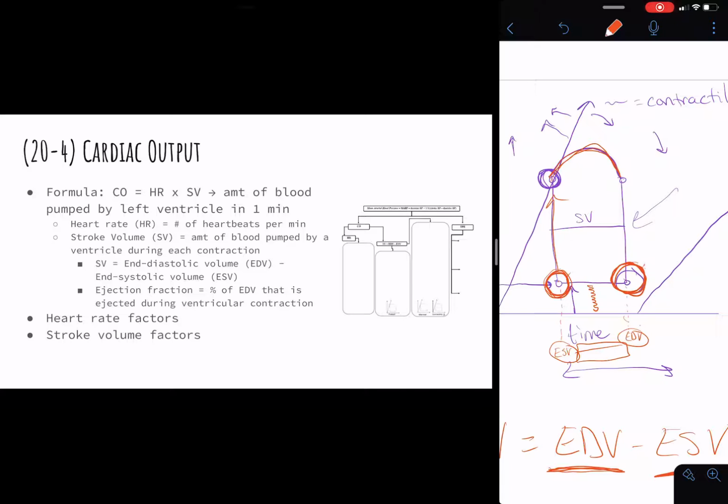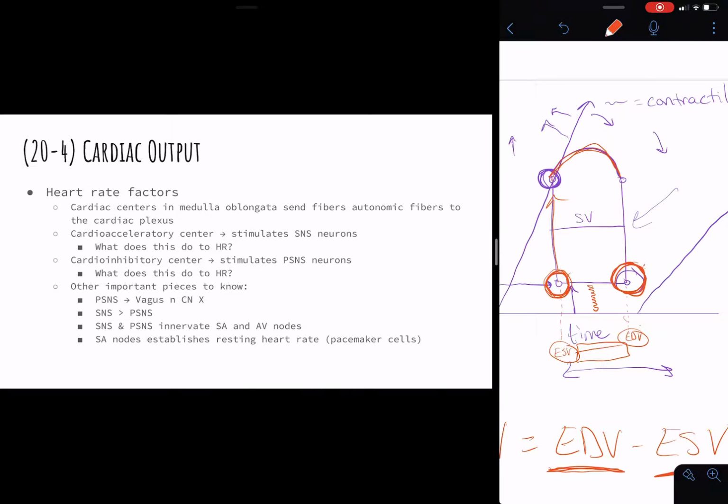We'll talk about individually the difference in heart rate factors and the difference in stroke volume factors. Some of that will also be re-reviewed, and all of that will be re-reviewed in the summary video for this picture or this chart that you can download on the right. So let's talk about heart rate factors.